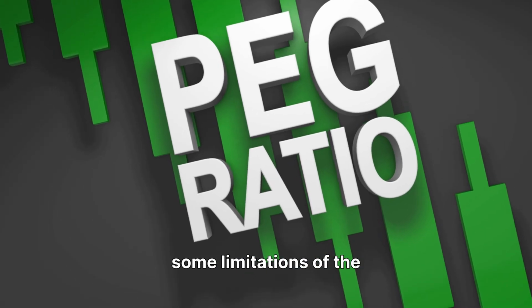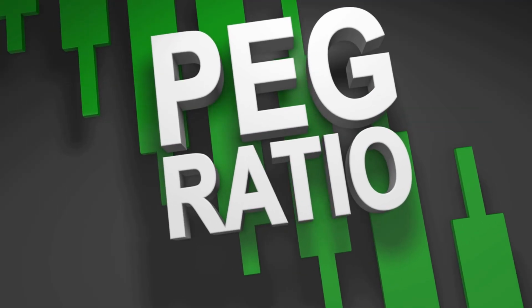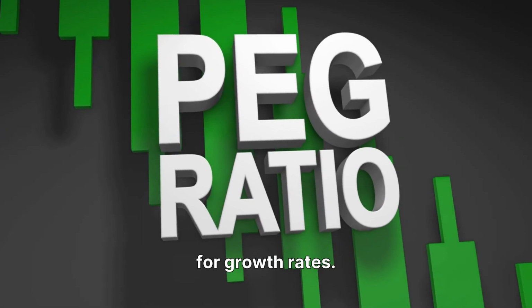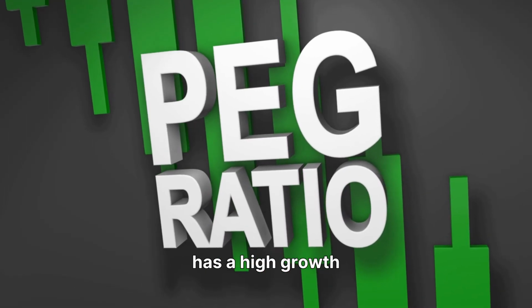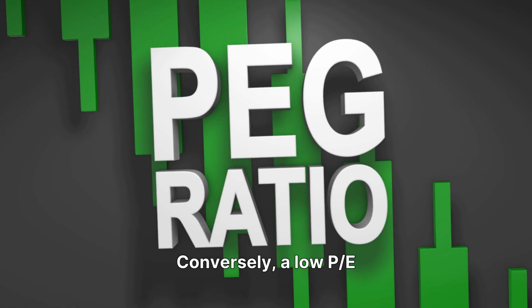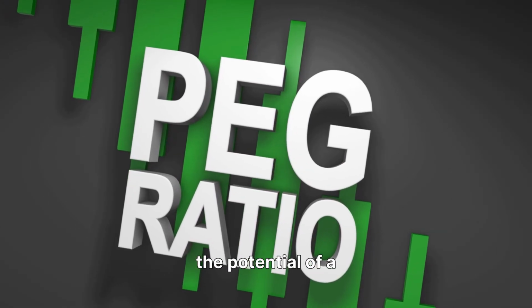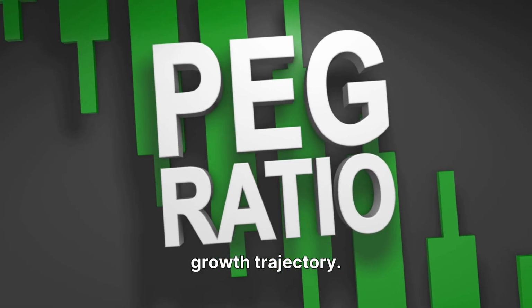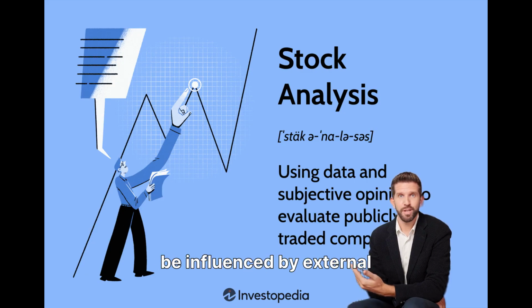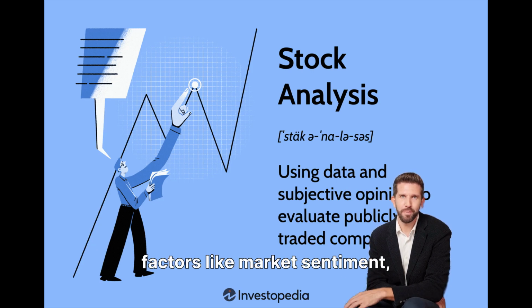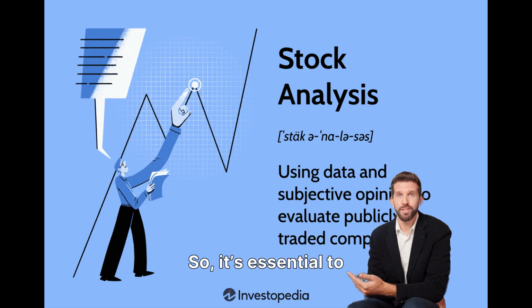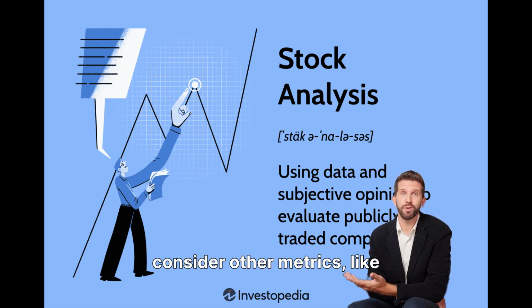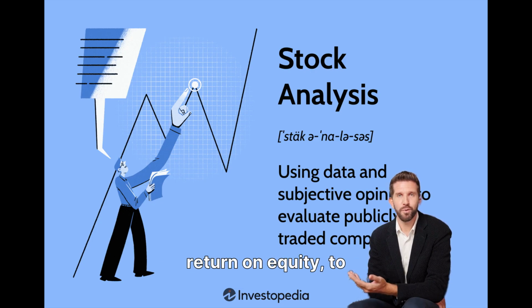Now, let's talk about some limitations of the PE ratio. One significant downside is that it doesn't account for growth rates. A company with a high PE ratio might be justified if it has a high growth rate. Conversely, a low PE ratio might not reflect the potential of a company with a strong growth trajectory. Additionally, PE ratios can be influenced by external factors like market sentiment, economic conditions, or even temporary spikes in earnings. So, it's essential to conduct thorough research and consider other metrics, like the price-to-book ratio or return on equity, to get a more comprehensive view of a company's health.